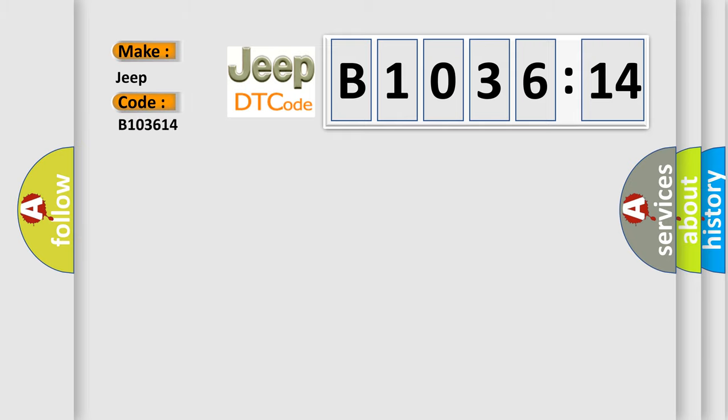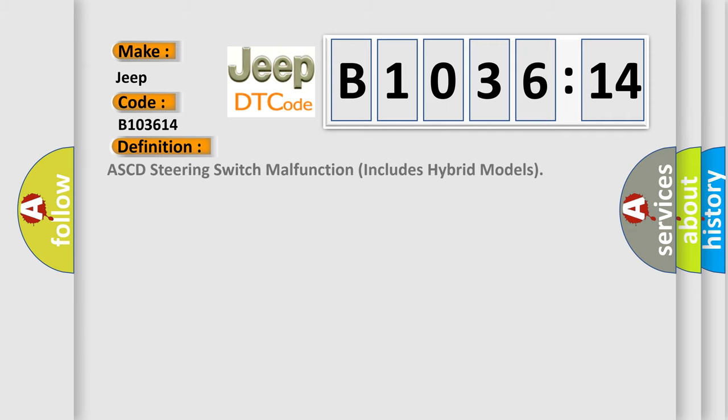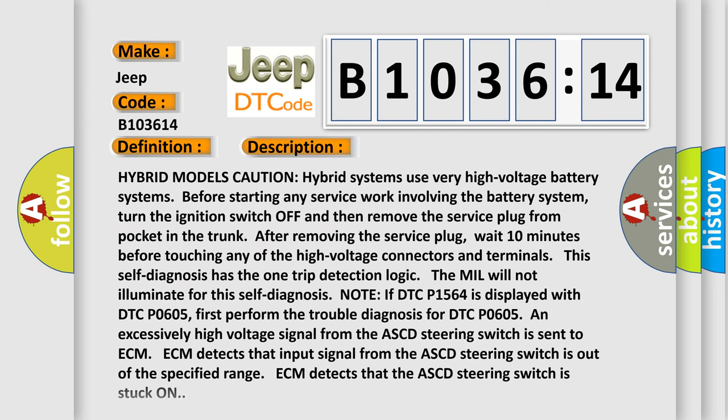B1036-14 interpret specifically for Jeep car manufacturers? The basic definition is ASCD steering switch malfunction, includes hybrid models. And now this is a short description of this DTC code. Hybrid models caution: hybrid systems use very high voltage battery systems. Before starting any service work involving the battery system, turn the ignition switch off and then remove the service plug from the pocket in the trunk. After removing the service plug, wait 10 minutes before touching any of the high voltage connectors and terminals.